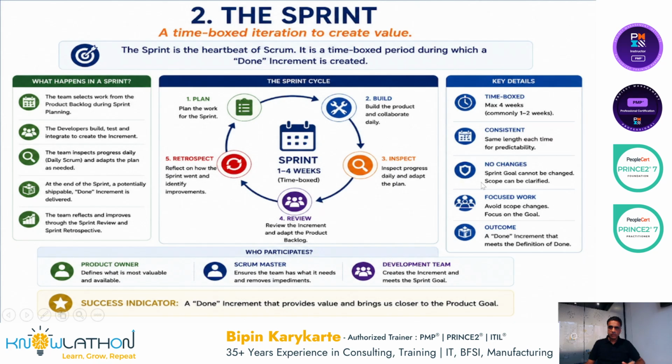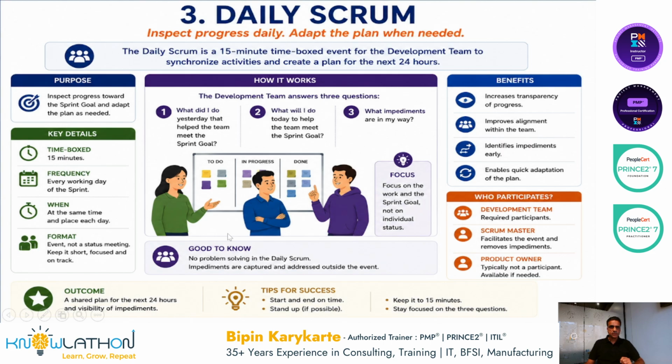No changes once the sprint goal is decided, defined, and the sprint starts. There is no change within the sprint. It's very focused work, no changes to the scope, and the outcome is a done increment, right? So a done increment that provides value and brings us closer to the product goal is the success indicator of a sprint. So the next one is the daily scrum.